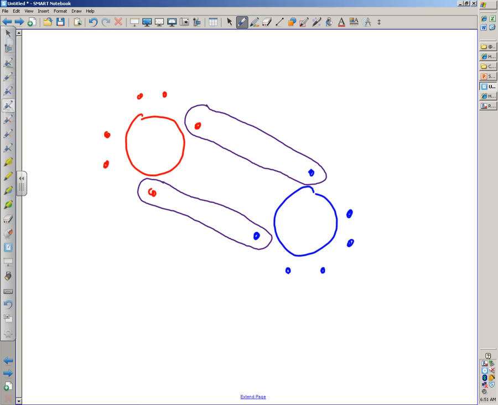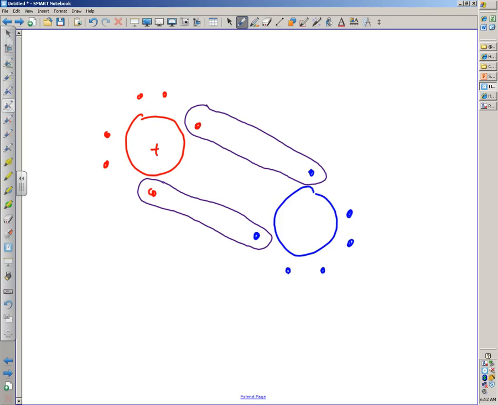If we start counting up valence electrons for the red oxygen, 1, 2, 3, 4, 5, 6 of its own, then it's sharing this one with the blue oxygen. That makes 7. It's also sharing this one with the blue oxygen, and that makes 8. And remember, 8 is our magic number. Blue oxygen, 1, 2, 3, 4, 5, 6 of its own, sharing this red electron, that makes 7. Sharing this red electron, that makes 8. Everybody's happy. Once again, right?